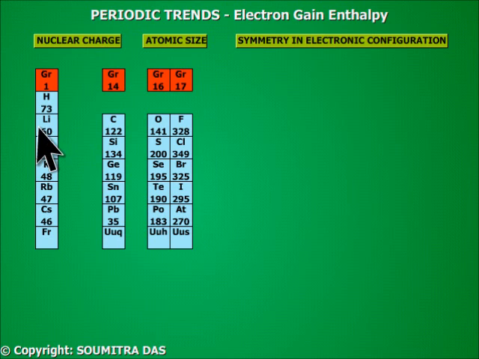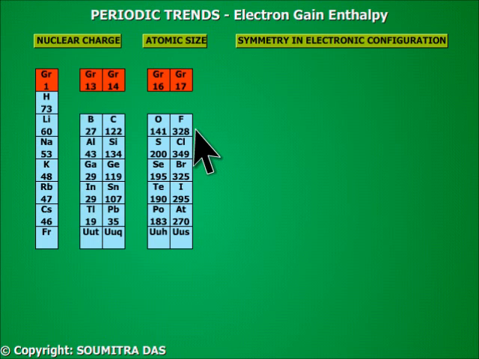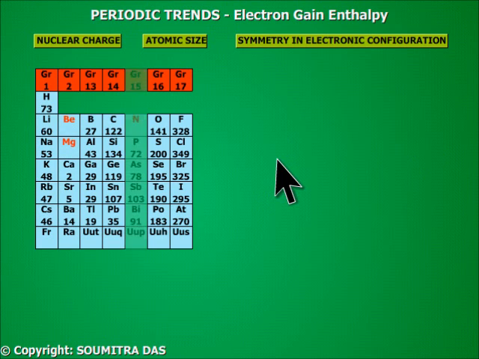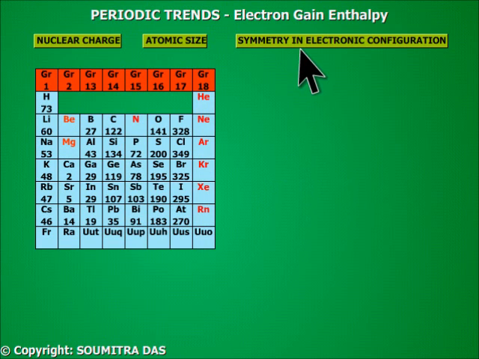See here that the nuclear charge increases across a period, and so does the electron gain enthalpy. For group 13 over here, the shielding is due to both 1s and 2s electrons, whereas in group 1 there is shielding due to 1s electrons only. In case of group 2, group 15 and group 18, this factor comes into play. Down the group also, the nuclear charge increases, but here the electron gain enthalpy decreases. Why? This is because of the atomic size.